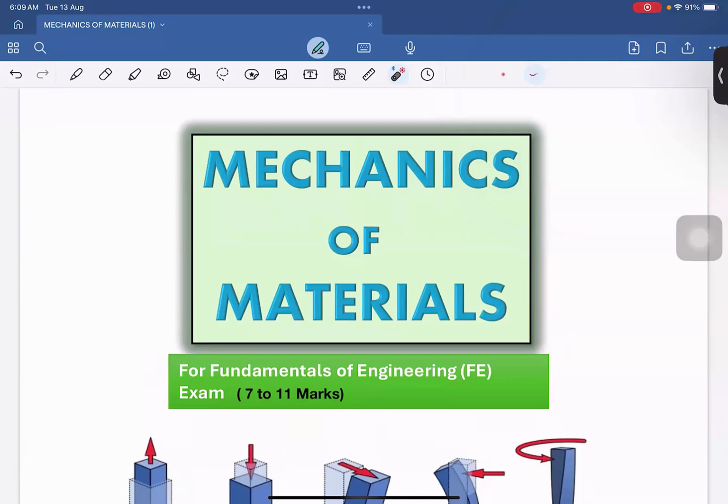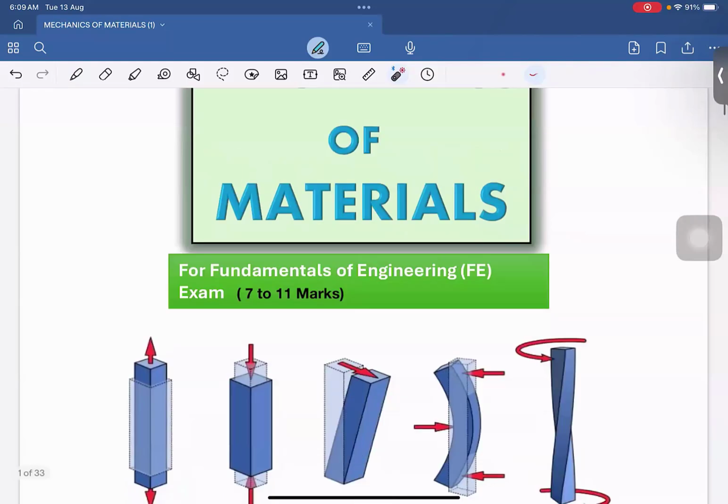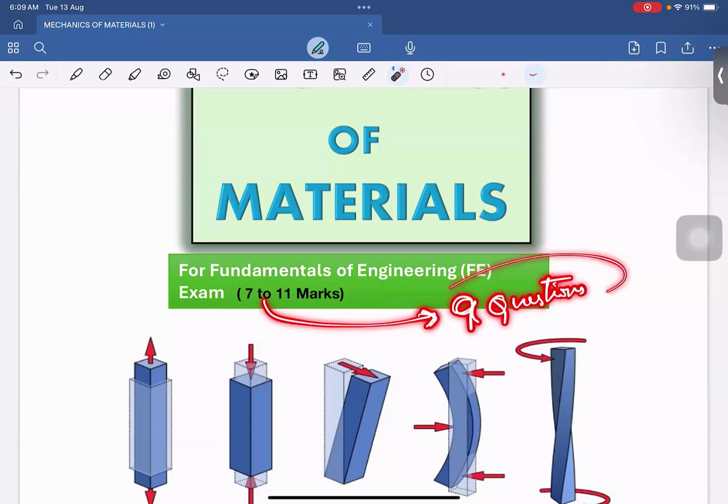I'm going to take the subject mechanics of materials for the FE exam conducted by NCEES. This has a weightage of around 7 to 11 marks. To be on the safe side, we can say that we will get around 9 questions on average in our hands during the exam.